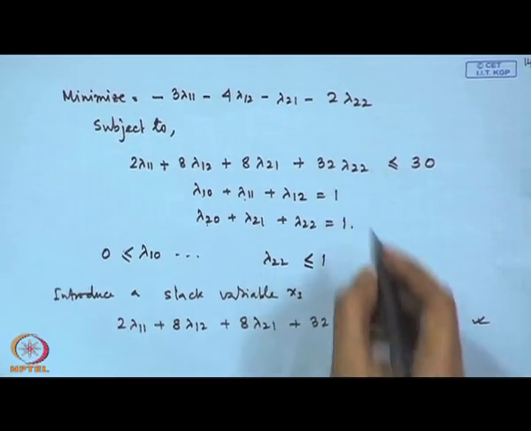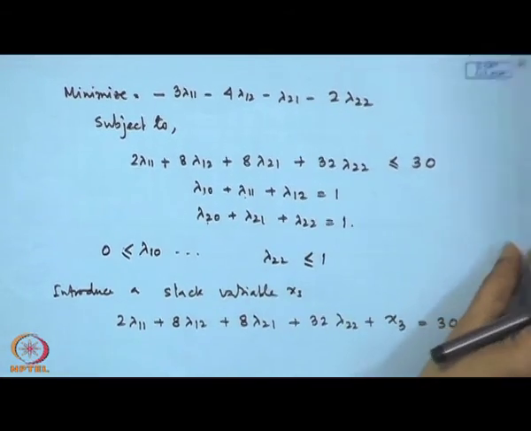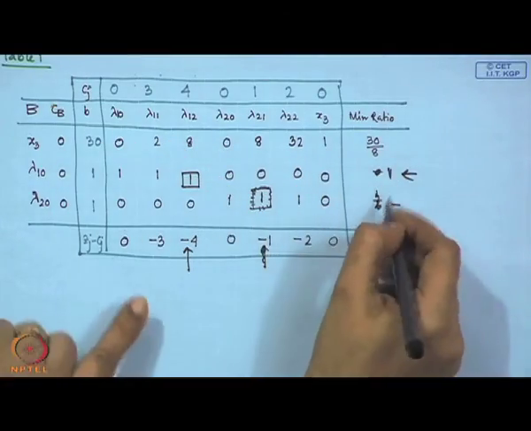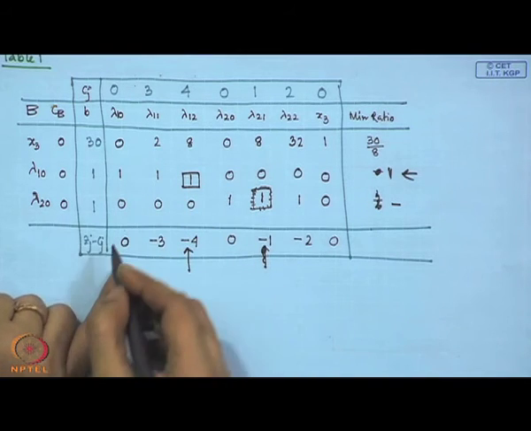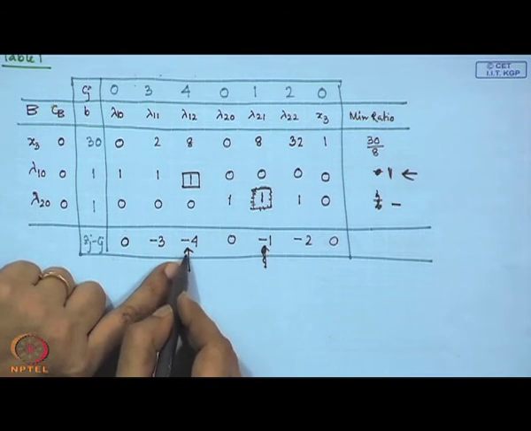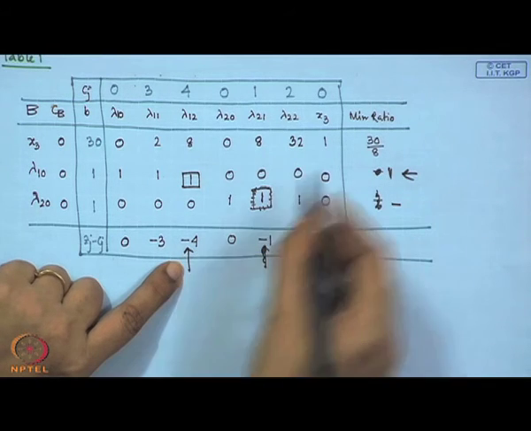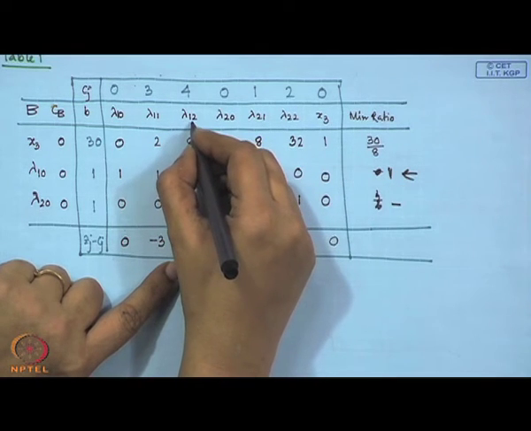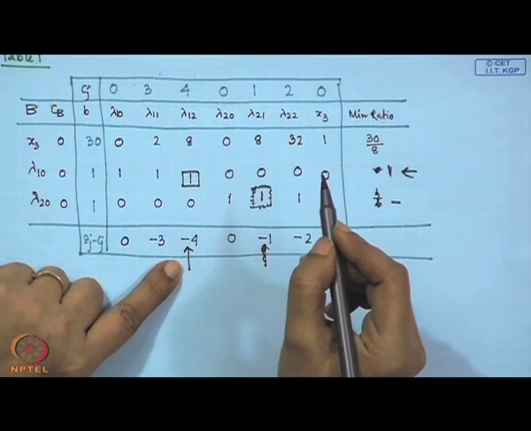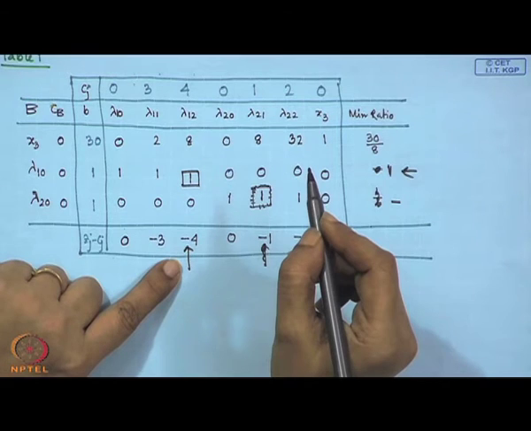Now, let us formulate the simplex table. Table 1, this is the simplex table for us, and we are calculating the Zj minus Cj value. Since this is the minimum value, we accept this, and thus lambda 12 should be the entering variable in the next table, and we should see which one is the outgoing variable, because that is more important.